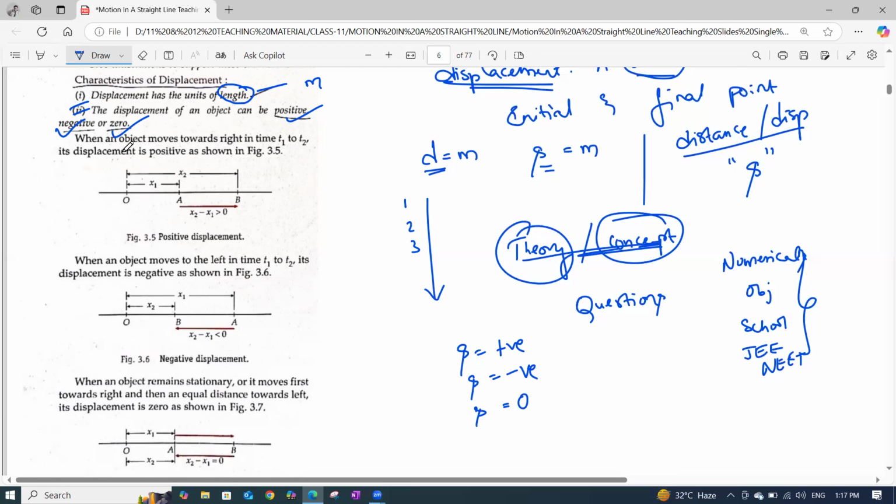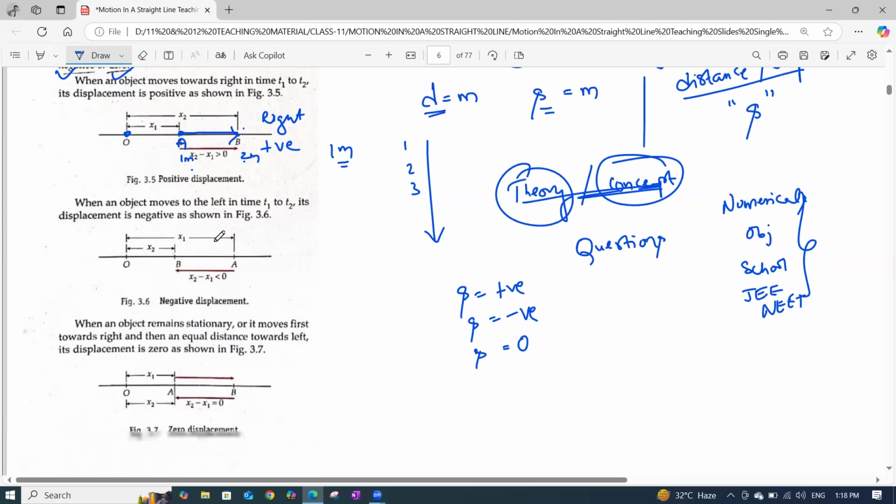When an object moves towards the right from time t1 to t2, its displacement is positive. For example, O is the reference point and the body is at A. Now the body moves from A to B, towards your right-hand side. So we call this distance or displacement positive. This point may be 1 meter, this point may be 2 meter. If you ask how much displacement occurred, it is 2 minus 1, nothing but 1 meter.